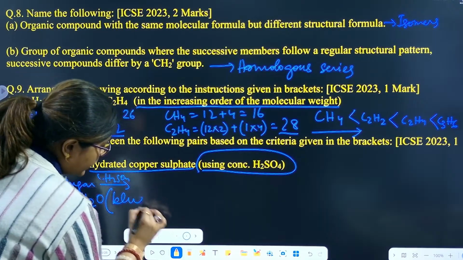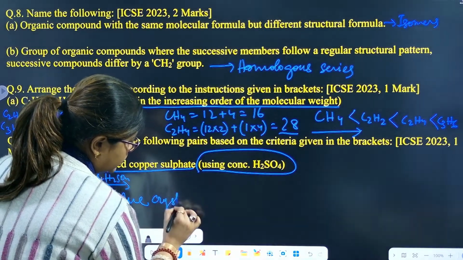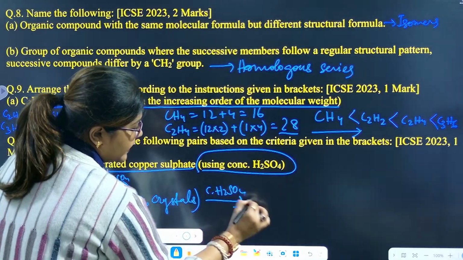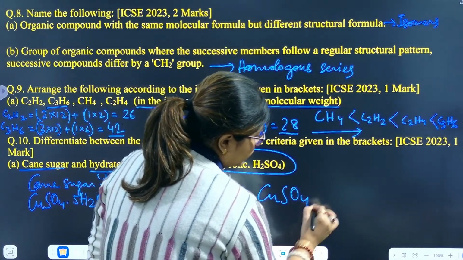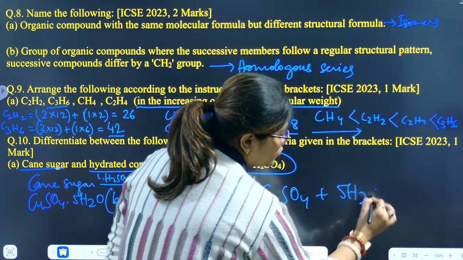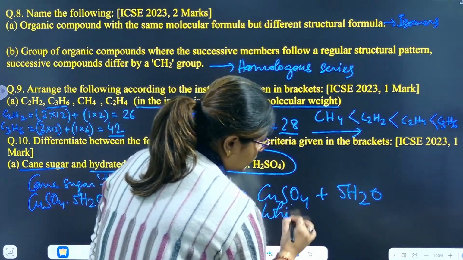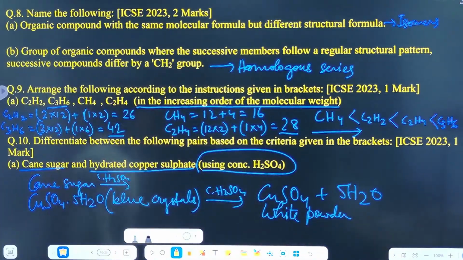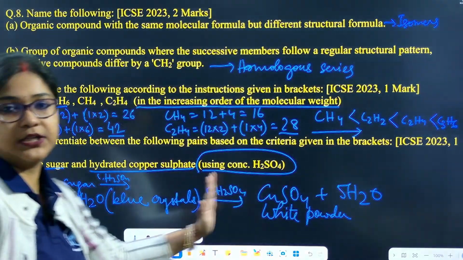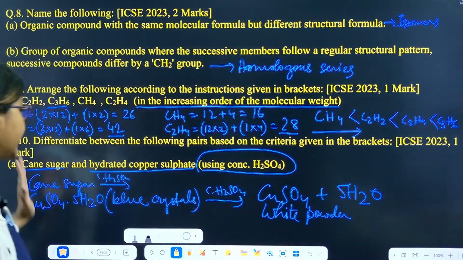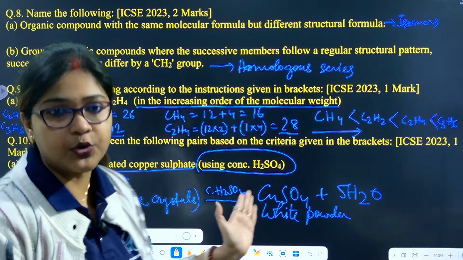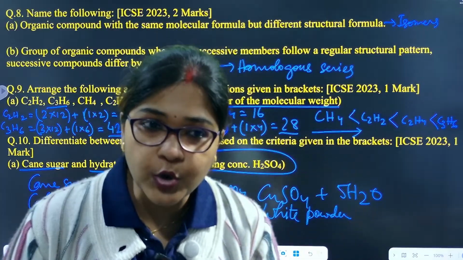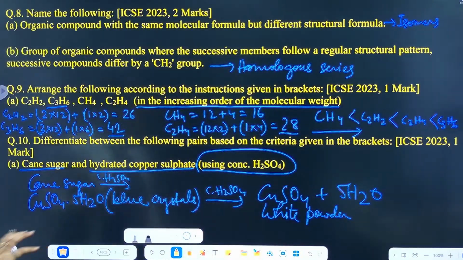These are, if you remember, blue crystals tha. इसको if you treat with concentrated sulfuric acid, you get copper sulfate plus 5H2O. This is nothing but a white amorphous powder. Okay, so the color changed from blue crystals to white powder. And cane sugar sulfuric acid के साथ treat करोगे तो एक black color का spongy mass जो कुछ नहीं charcoal है वो generate करेगा.